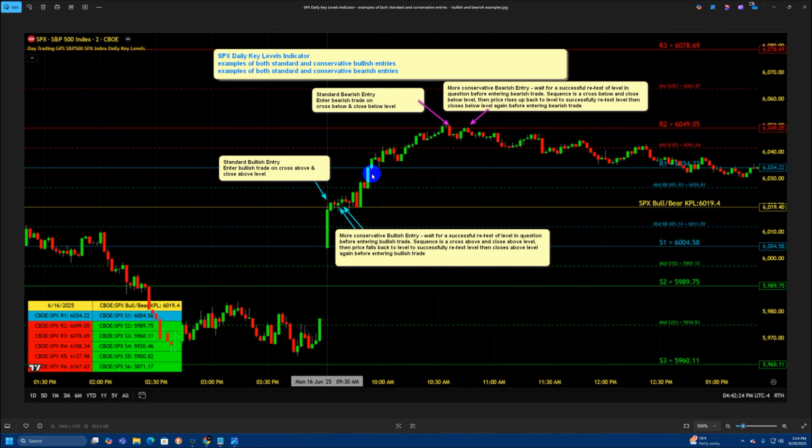Okay, so just to take this one step further, as you can see here on the R1 level, we had a cross above and close above this level. So if you missed this entry, or if you're just the kind of trader who prefers taking trades off of other levels besides the bull bear key price level, then you have a cross above, close above here, and you would take that entry here, and you would base your entry on the R1 level.